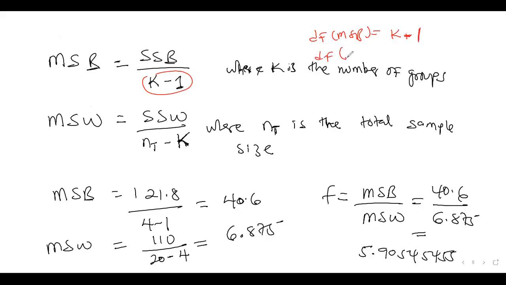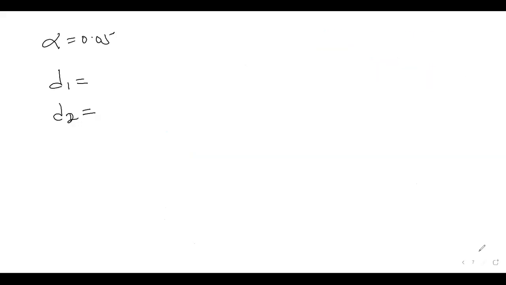Then the degree of freedom of mean squared within, the denominator, is nt minus k. So here we'll get 4 minus 1 is 3, and then 20 minus 4 is 16. So that is the degree of freedom. The degree of freedom of the numerator, mean squared between, is 3, and the degree of freedom of mean squared within is 16. So remember those figures. Here, D1 is 3, D2 is 16.